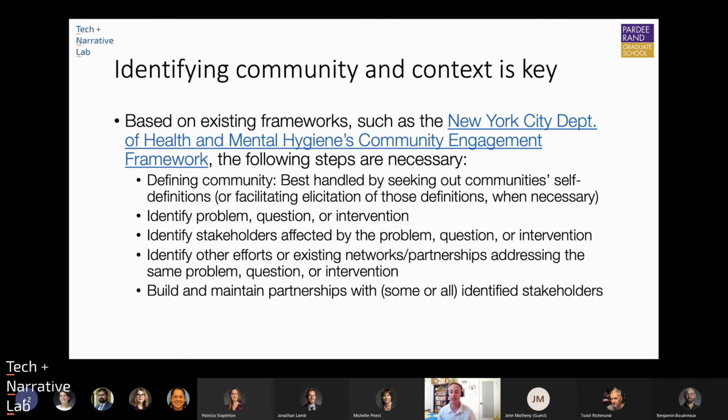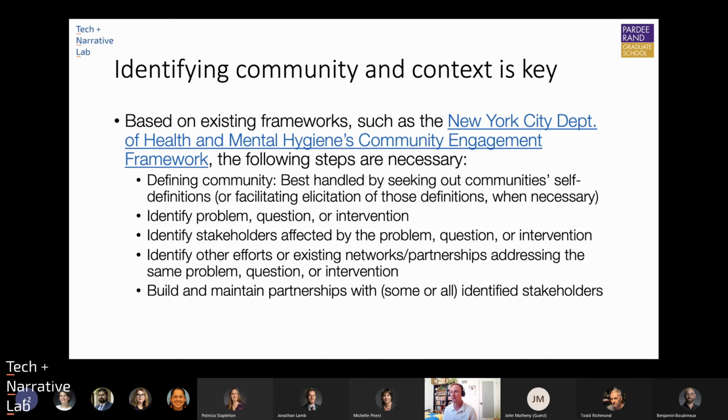I didn't choose it because it's a framework that's particularly notable or seminal. In fact, I did it for the opposite reason. This is a fairly typical example of the ways that community partnership can be incorporated into work, and I chose it for that reason, to show what is really out there and well established in the literature and in practice. So some of the early steps revolve around identifying community and context. Those are really key to establishing true community partnership.